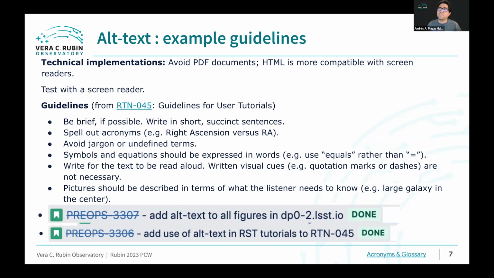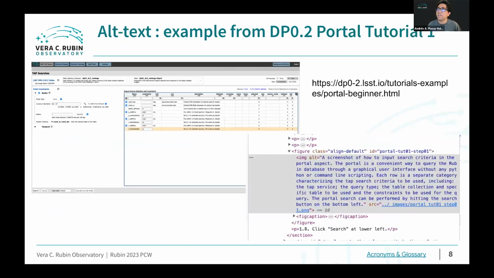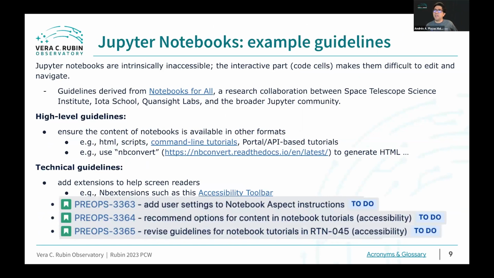So this is just one example of these alternative text guidelines that we have tried to implement in our tutorials for the data previews. We have tutorials in the different aspects of the Rubin Science Platform, like the portal aspect and the notebook aspect mainly. This is an example of one of the tutorials in the portal aspect. I think this is the first or the second tutorial, in which you access one image, then you have an alternative text description of that. So that's just a screenshot of an example.